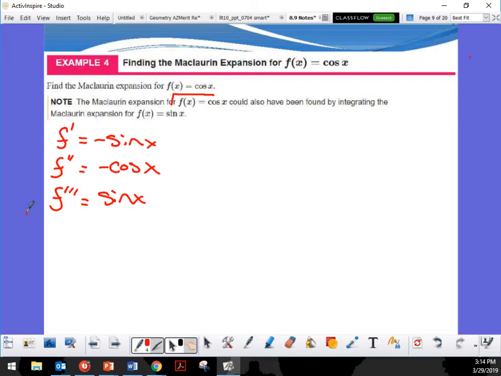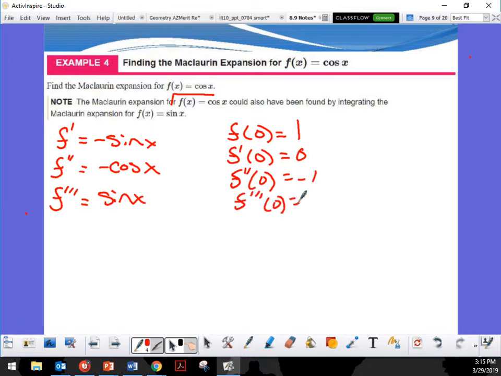All right, so if it's Maclaurin, I center around 0, so therefore x is going to be my 0, right? So f of 0 is 1. f prime of 0 is 0. f double prime of 0 is negative 1. f triple prime of 0 is 0. All right, so let's go with this. Now let's start writing these out.